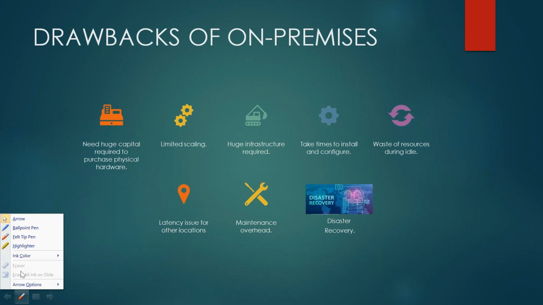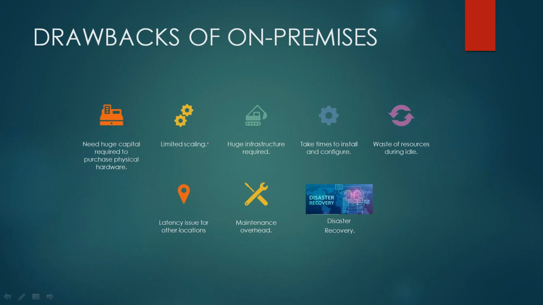So for example, limited scaling: you bought 50 TB of storage. Unfortunately, you are getting 75 TB of data, but you have only 50 TB. So that's why we have limited scale. Infrastructure is also required. You need to maintain the infrastructure, make some room, control the climate and temperature and everything. You need to keep one admin. Everything in the infrastructure will be created by you only. Time taken.